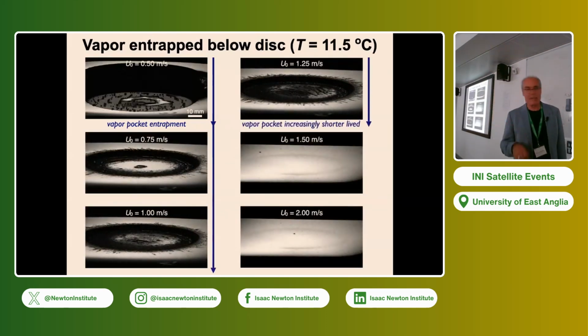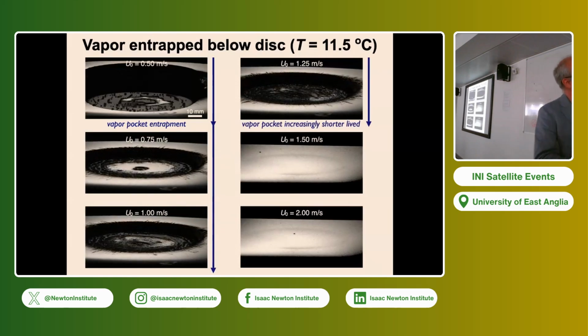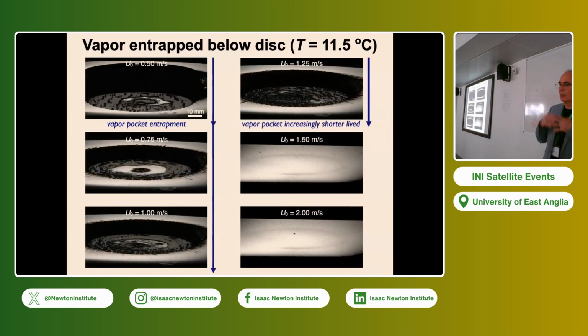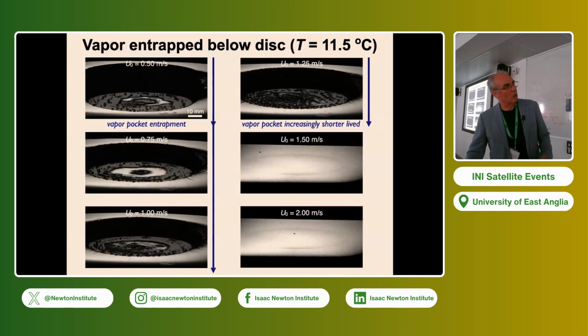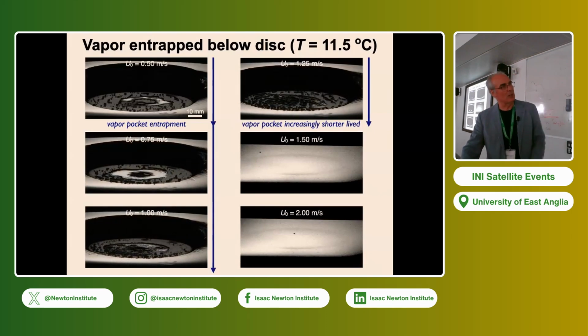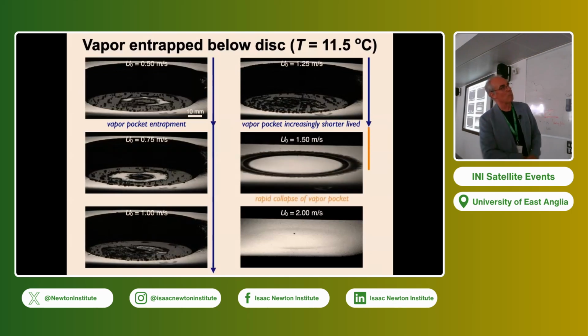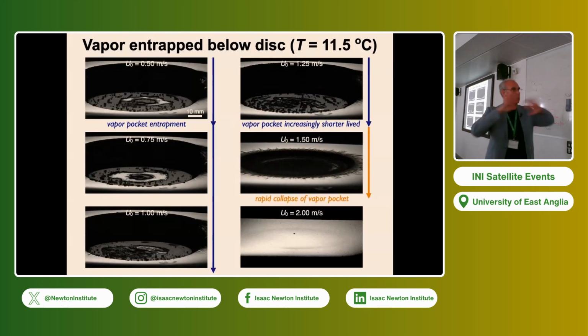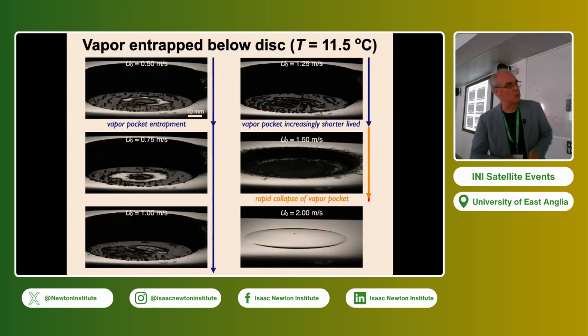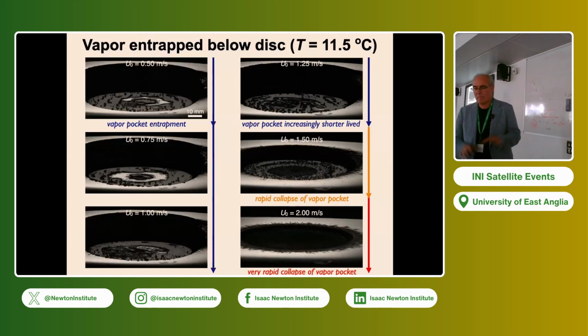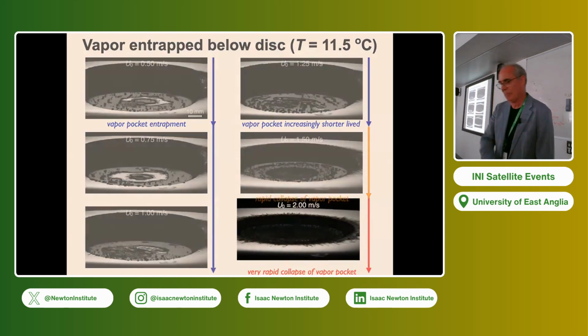So we see that as the impact speed increases, the vapor pocket vanishes quicker, but still it looks pretty much like the 0.5 meter per second case. But if we go to 1.5 meter per second, you see that it's almost gone in an instant, and at 2 meter per second, it's really almost immediately gone.